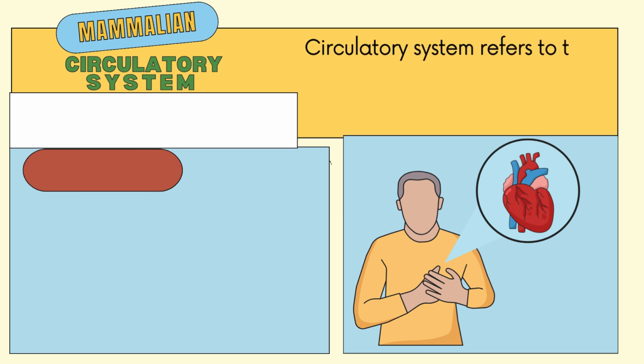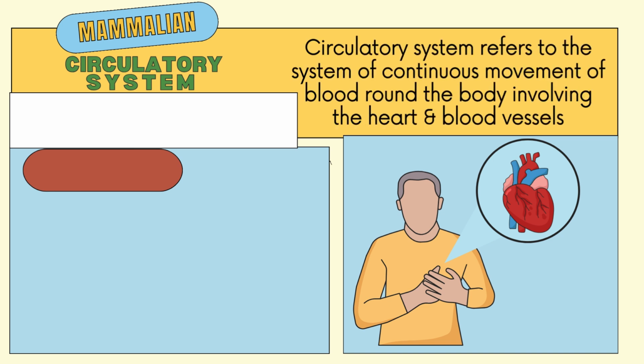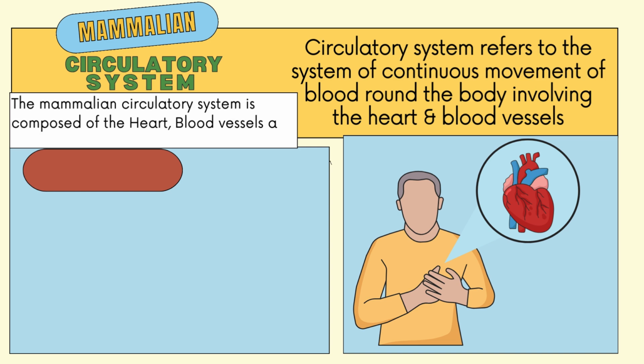The circulatory system refers to the system of continuous movement of blood around the body involving the heart and the blood, including the blood vessels. Now, the mammalian circulatory system is composed of a pumping device called the heart, channel of transport called the blood vessels, and the medium of transportation, which is the blood itself. We are going to look at this part one after the other in this lesson.